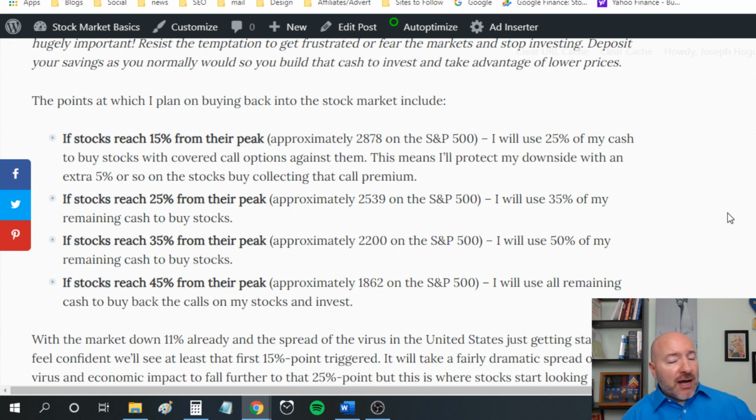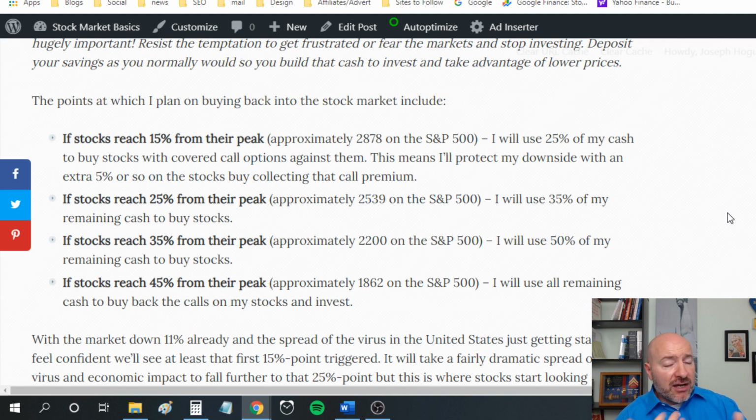So I basically put out this plan. If stocks fall 15% from their peak, so the peak was 33.86 on Wednesday, I think it was the 19th, Wednesday before last, approximately 28.78 on the S&P 500, then I was going to use 25% of my cash to buy stocks with covered call options against them, right? And this actually triggered on Friday. The S&P 500 fell 15% from its peak into correction territory.